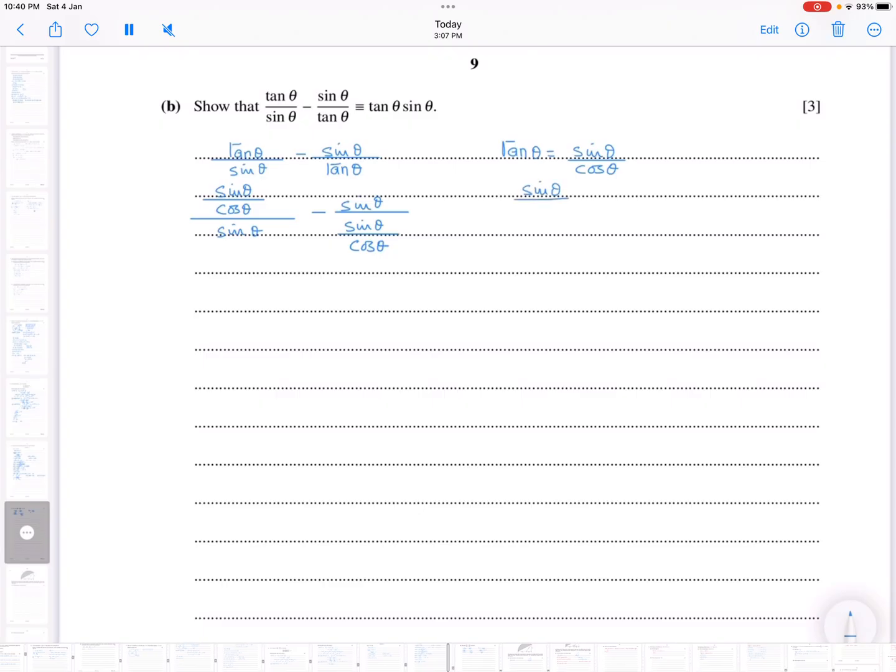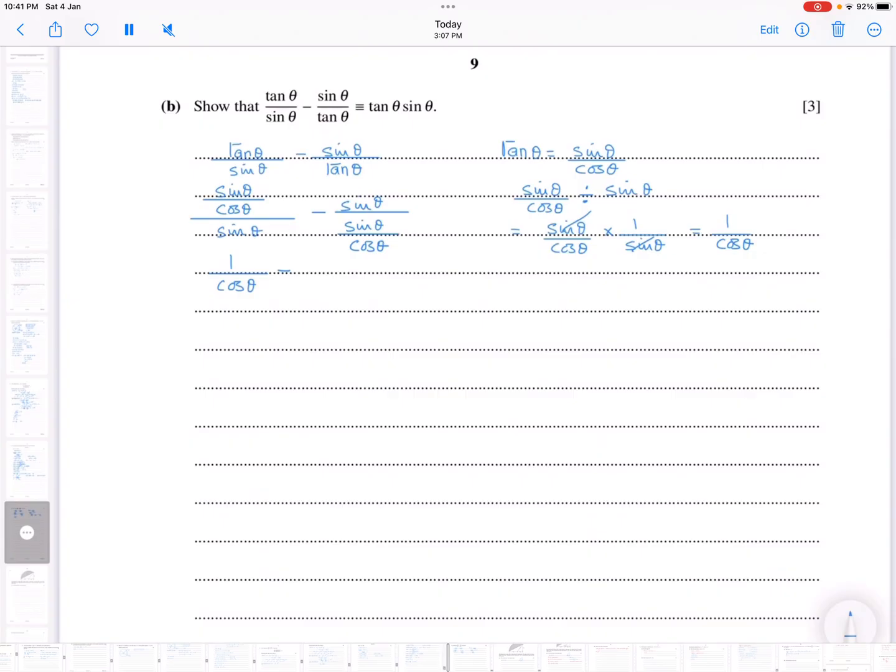Sin theta over cos theta divided by sin theta. So you know how to do this. This becomes sin theta over cos theta. Divide changes into the sign of multiplication and take the reciprocal of sin theta, which is 1 over sin theta. And now cancel 2 sin thetas. So we got 1 over cos theta. We can write cos theta here.